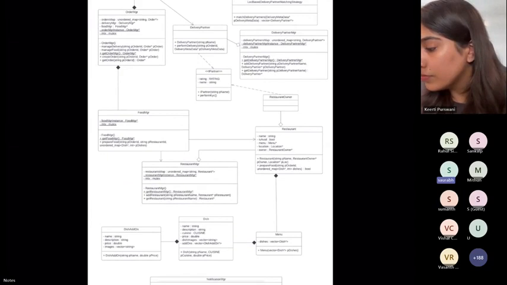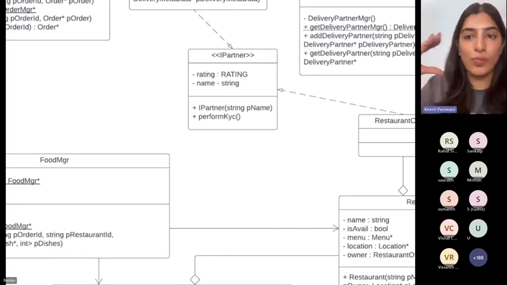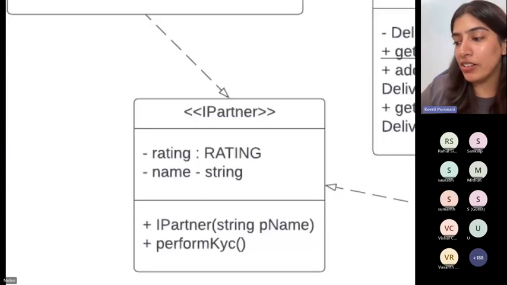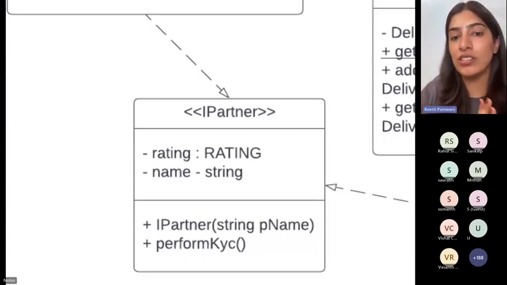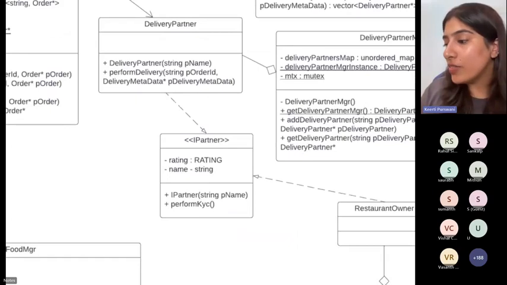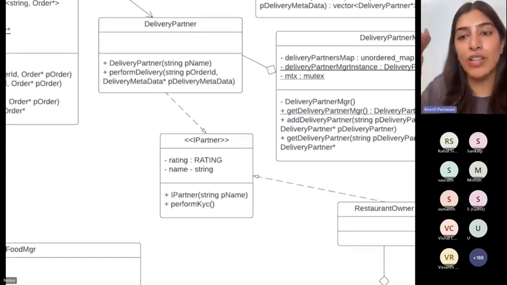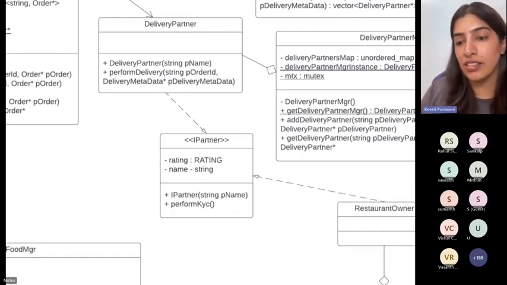See, I partner is there, something in the center. This opening tag, closing tag means it is an interface. So if you see IPartner, it means it is an interface. Whenever you see an interface, usually the naming convention is that you write it with I, or you can put this opening tag and closing tag. That is why whatever arrows you're seeing from this particular class, everything will be dotted, dashed. Restaurant owner dashed, delivery partner dashed.